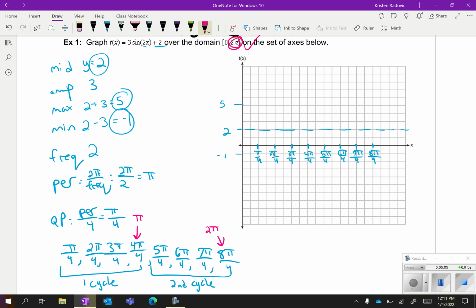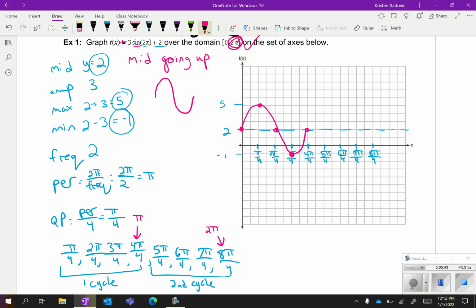I can't tell you how many people lose points because they misplace a spot on the grid, not because they do actual math wrong. Now, this is a positive sine curve, so we're starting at the midline and going upwards because it's positive. I'm going to go up to my maximum, come back down to my midline, come down to my minimum, back up to my midline. That is one cycle. And I'm going to repeat the same process.